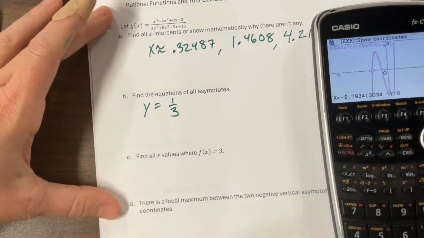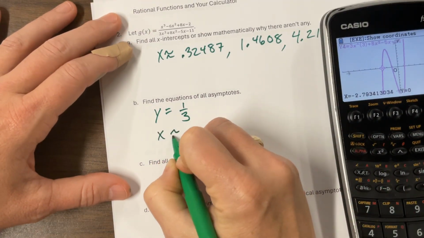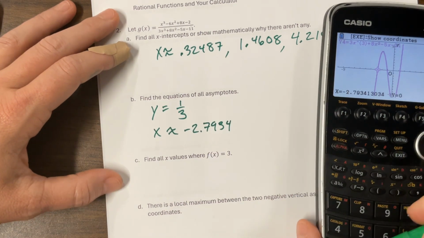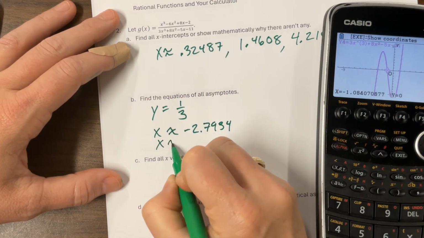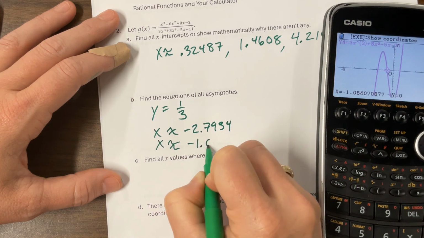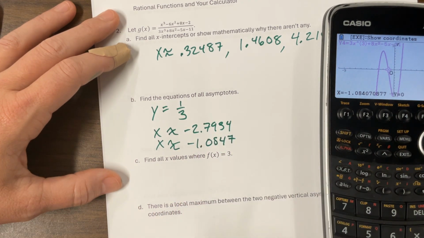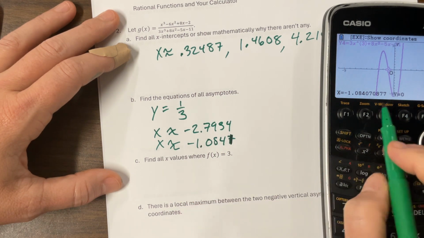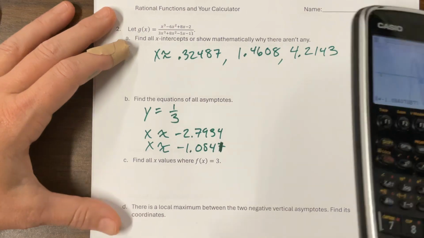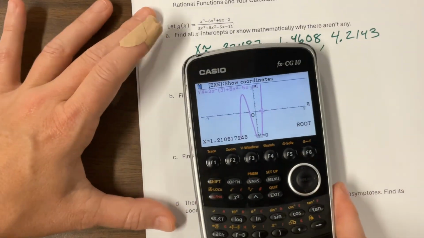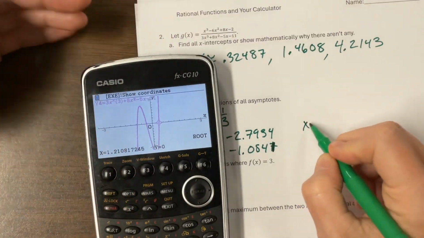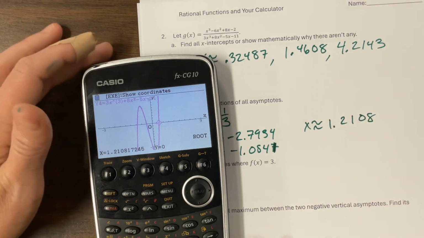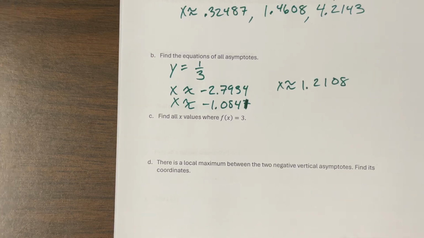So then I have x is approximately equal to negative 2.7934. And then the next one, x is approximately equal to negative 1.0847. Did I write that right? No. For that one, because there was a 0, the 7 rounded that. Okay, I'm sorry. And then we have another one at x is approximately equal to 1.2108. And that was gross. But there we go. That's how we'd use our calculator.